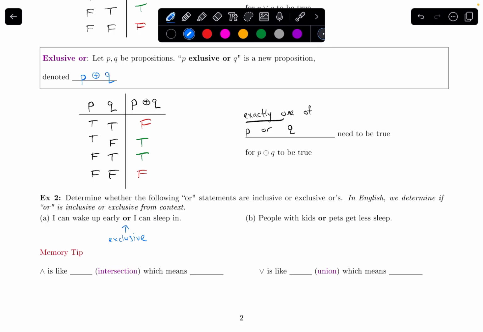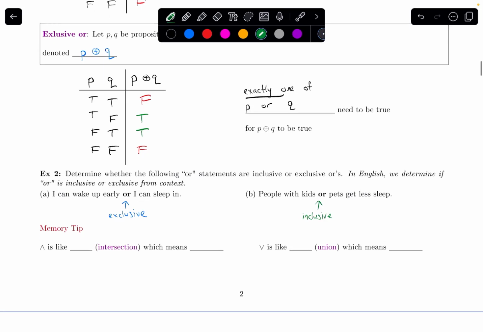Okay, my next statement says, people with kids or pets get less sleep. So is this inclusive or exclusive? Well, people with kids get less sleep. People with pets get less sleep. Or it could be both. If they have kids and pets, that's double the reason to get less sleep. So this seems like an inclusive situation. So this is inclusive.